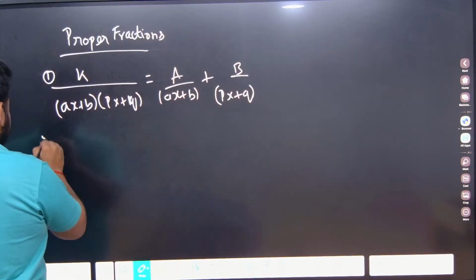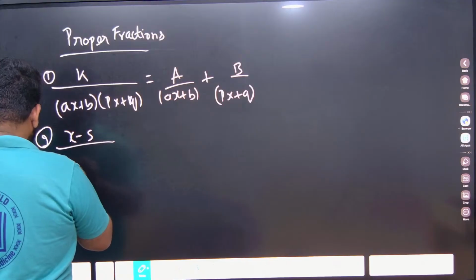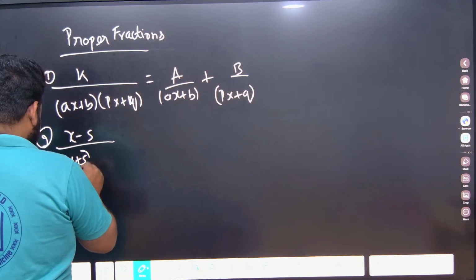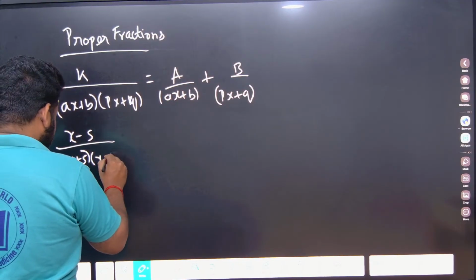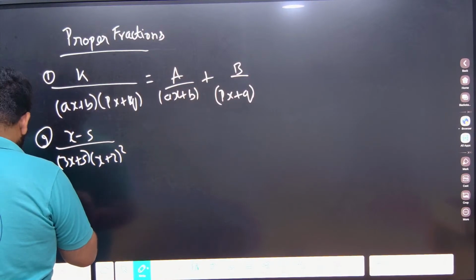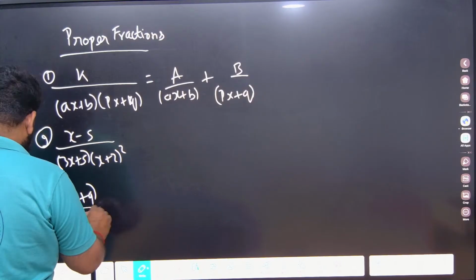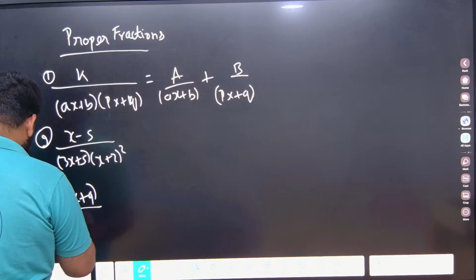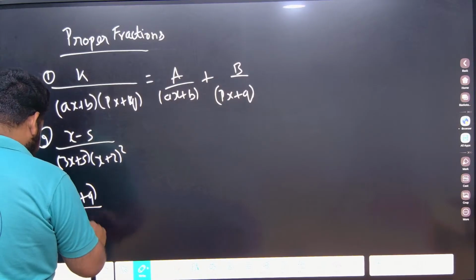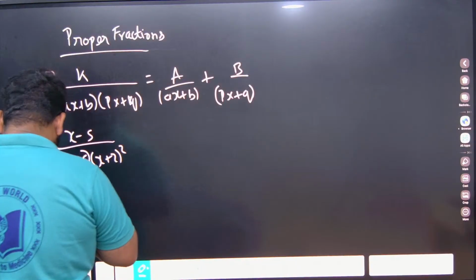Next, for example, if I have (x minus 5) by (3x plus 5) into (x plus 2) whole square. Next, I will take some examples, then I will explain. Then (2x plus 9) divided by (x plus 7) into (x minus 1) whole to the power of 4. This is what I am having.